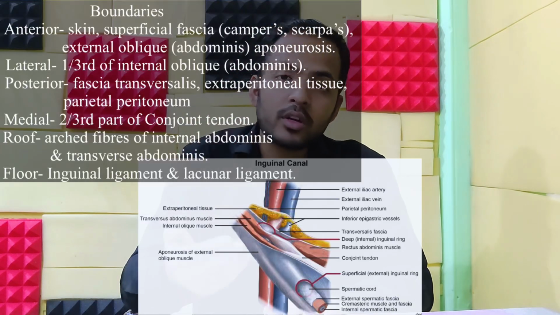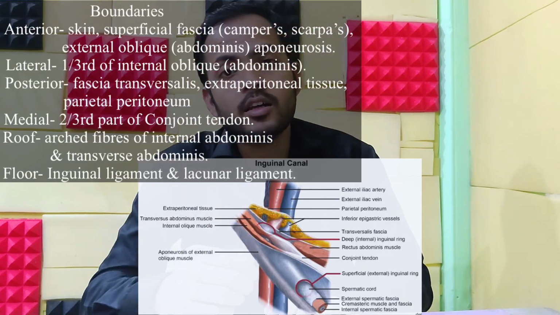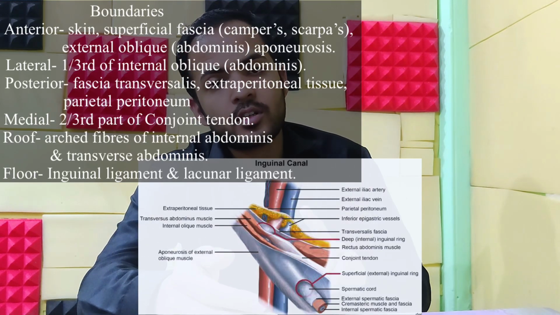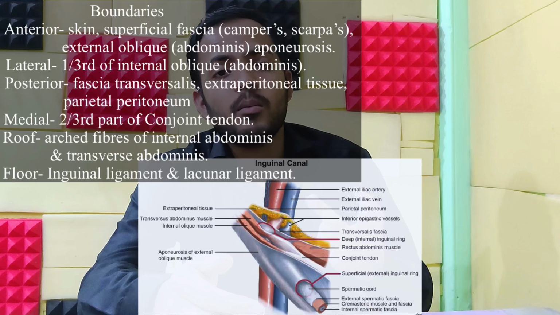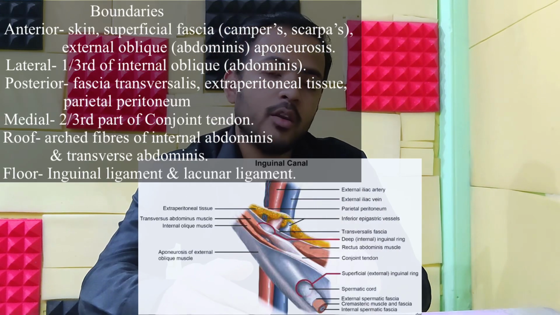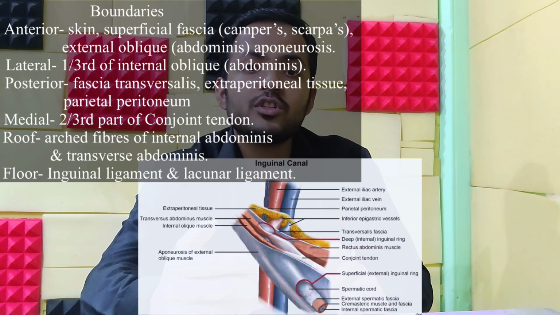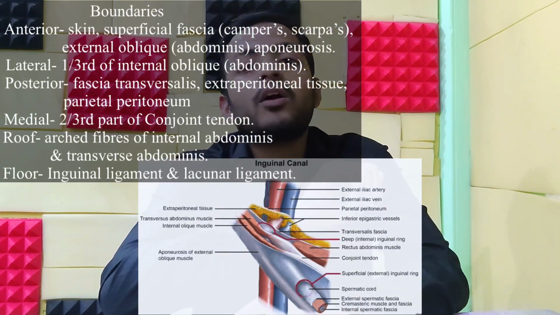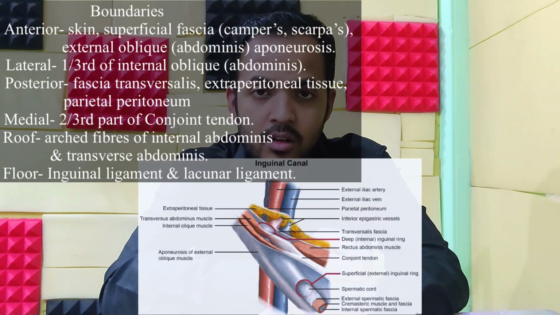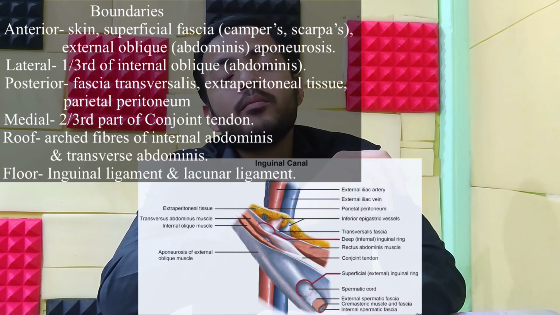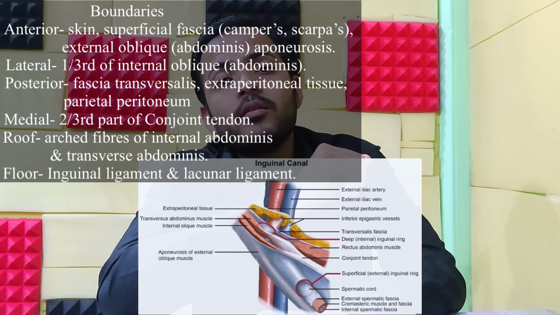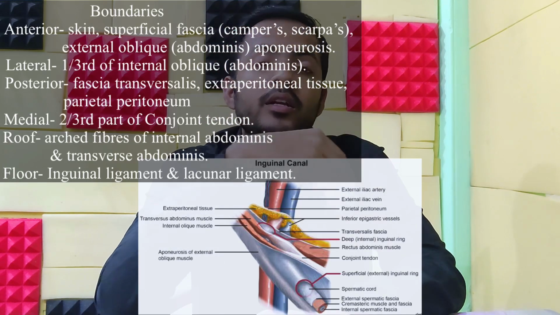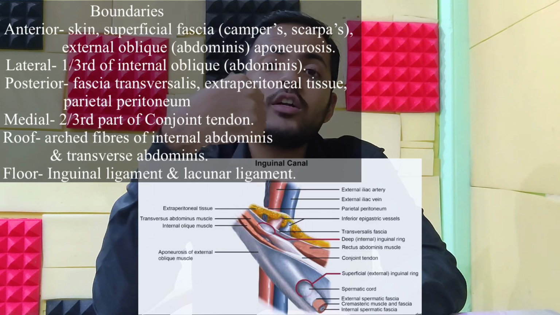So in the boundary, in the anterior wall, you will get the skin and superficial fascia. You know the two layers of superficial fascia from my short video, I mean fascia of Camper and fascia of Scarpa. Anyway, and the aponeurosis part of the external oblique muscle. Laterally, the 1/3 part of the internal oblique muscle. And posteriorly you're going to find fascia transversalis and extraperitoneal tissues along with the parietal peritoneum and the medial 2/3 part of the conjoint tendon.